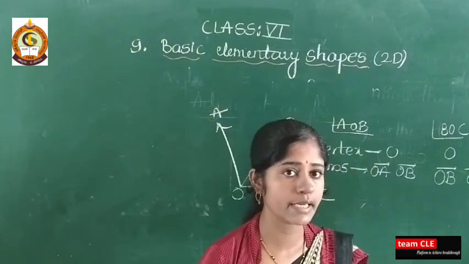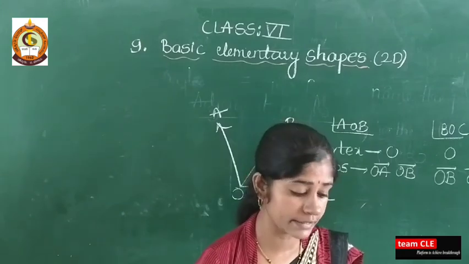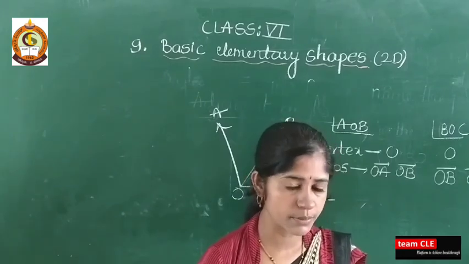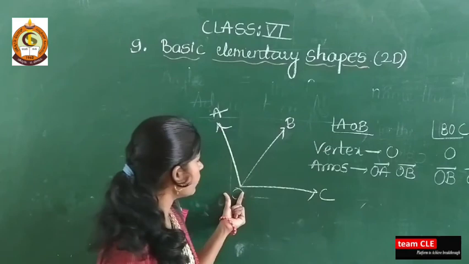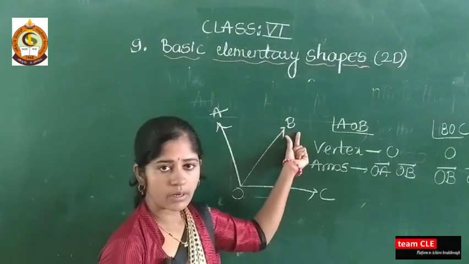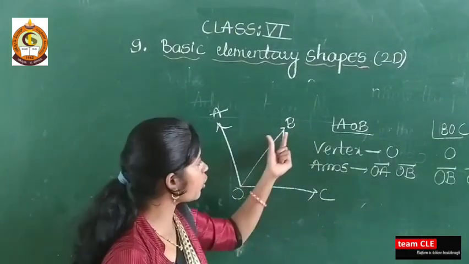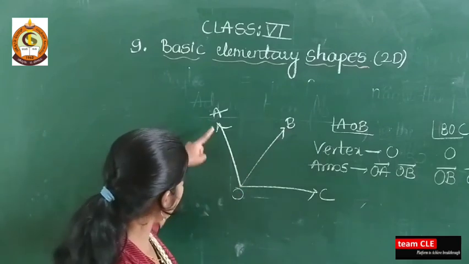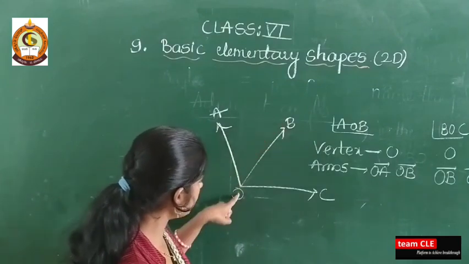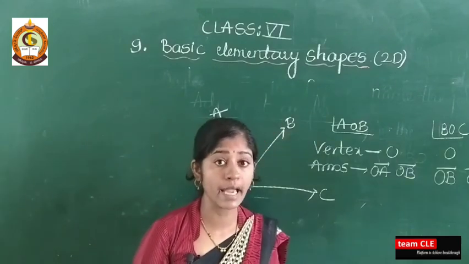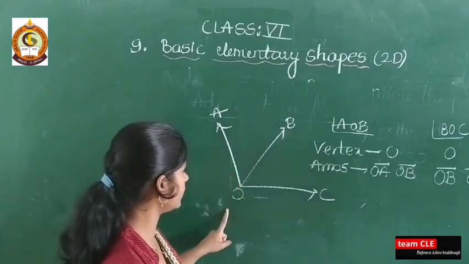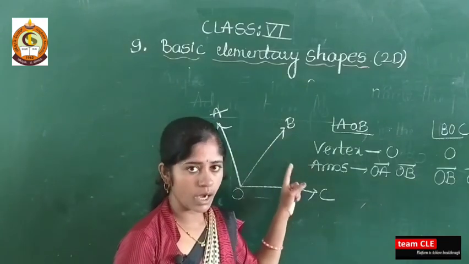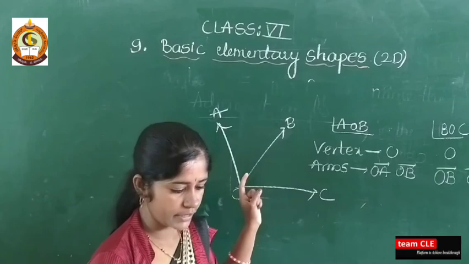See here, once again I will repeat what adjacent angles are. Adjacent angles means they have a common vertex and common arm. See here, AOB and BOC are adjacent angles because they have a common vertex and common arm. Therefore, they are adjacent angles.